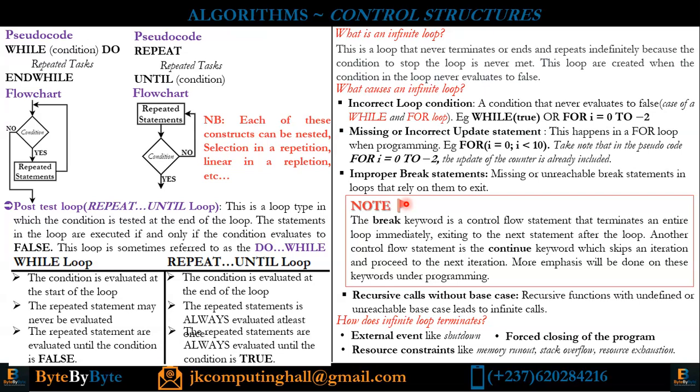Under programming, we are going to have cases of infinite loops, and when one is executing, simply closing the program will terminate the loop. That's what we call forced closing of the program. That is, the program does not terminate on its own. You are the one forcing the program to close. These are the cases where we can have an indefinite loop. This is the end of control structure.